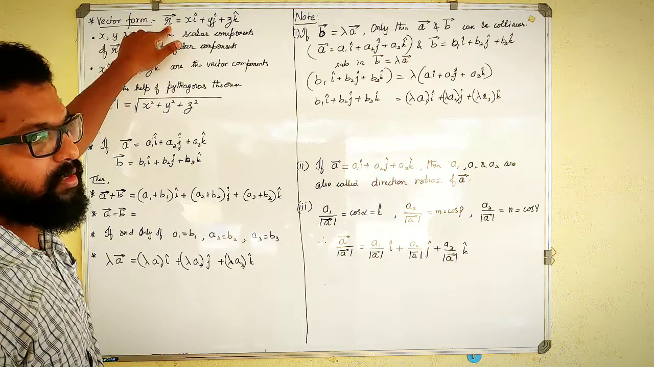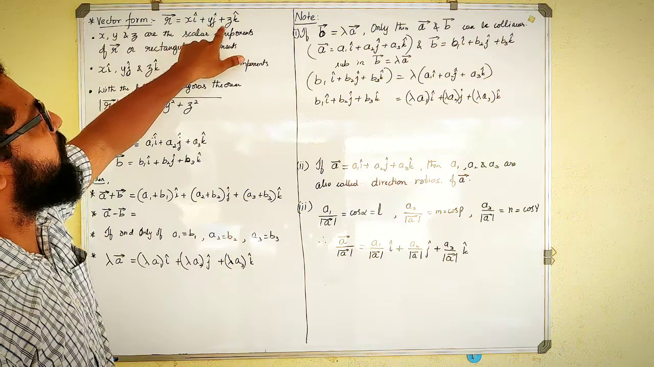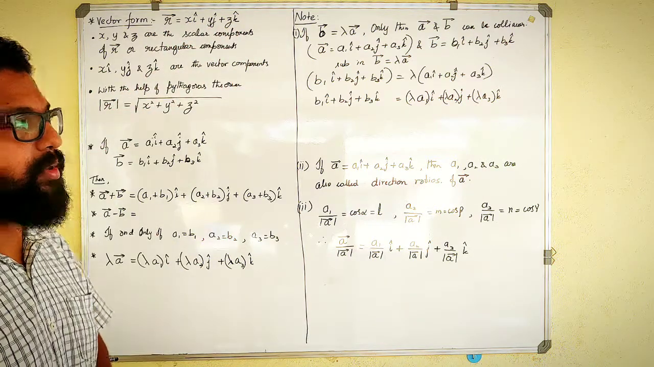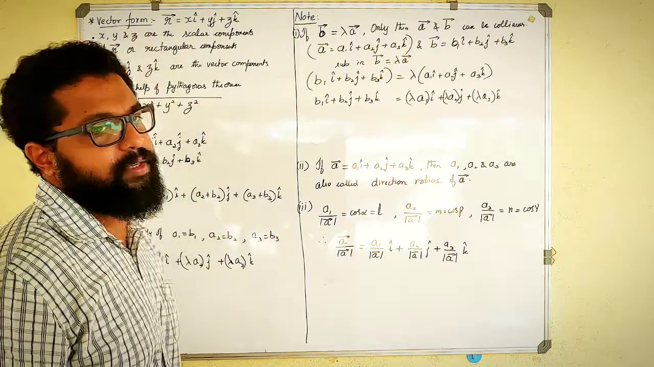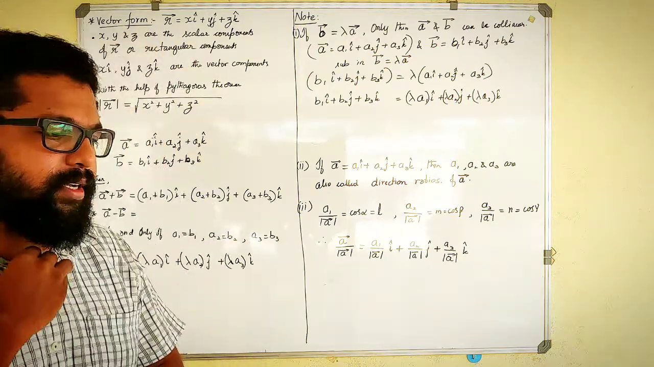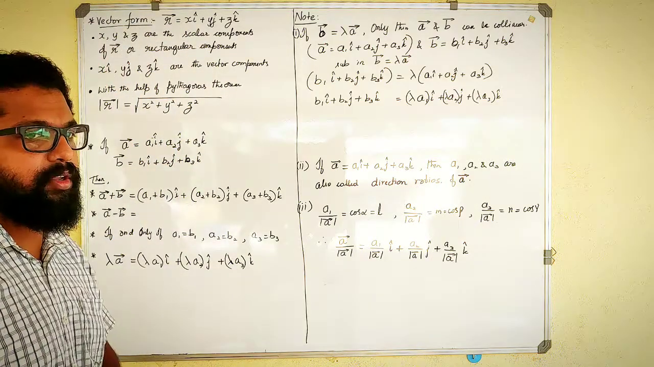We have found out that any vector r is given by xi cap plus yj cap plus zk cap. Okay, this is also called the vector form. So that was the algebraic form or the vector form of any particular vector.